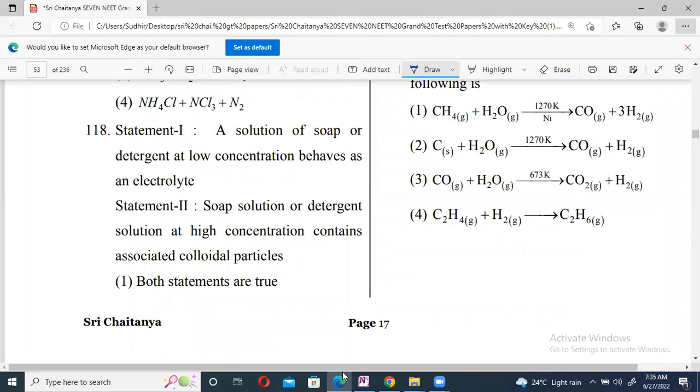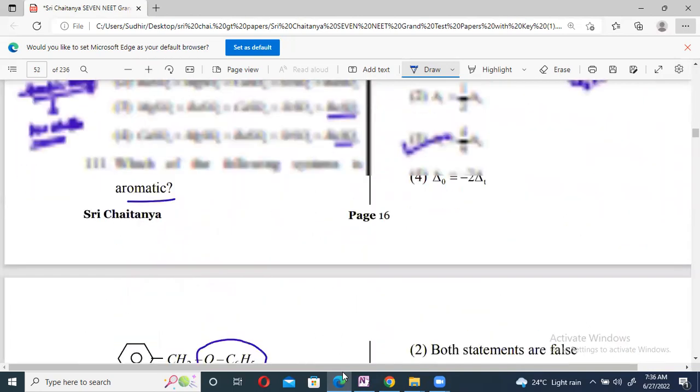Solution of soap and detergent at low concentration behave as electrolyte. Yes. Soap solution or detergent at high concentration contain micelles. Yes. Both the statements are true. 118, first option.